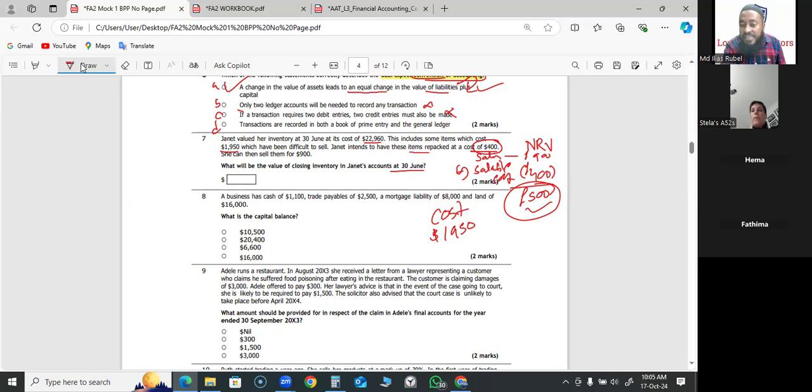And intends to have these items repacked at 400, then I can sell it for 900. So from these 2 figures, I found net realizable value is 500. So 500 needs to be included and 1950 should be excluded. What would be the value of the closing inventory? You cannot say 22,960 would be the value. From 22,960 minus 1950, plus 500. 1950 was included there in 22,960. Throw it. Rather, it should be valued 500.